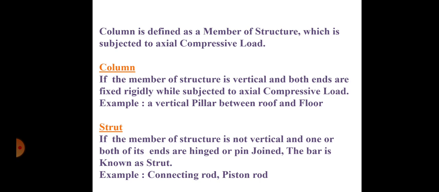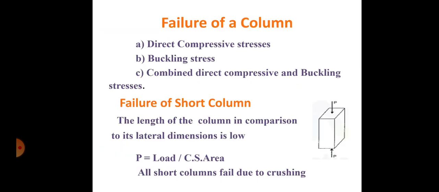If the member of structure or vertical member is not vertical, or one of its ends is not fixed, that is a strut. If not fixed, that end may be hinged or pin jointed, or it may be free. Then that is known as strut. The example for column is a vertical pillar between roof and floor. The example for strut is connecting rod and piston rod.